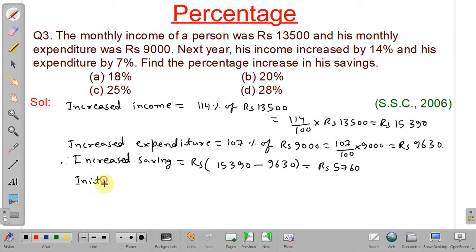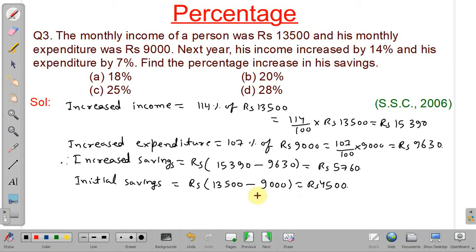The initial saving, okay, it is equal to the initial income, that is rupees 13,500, minus the initial expenditure, that is rupees 9,000. So we will get it as rupees 4,500.